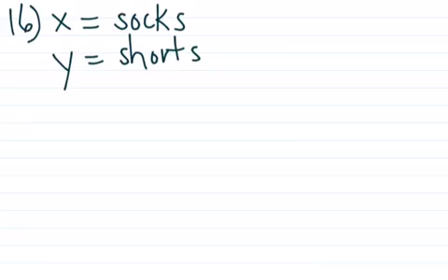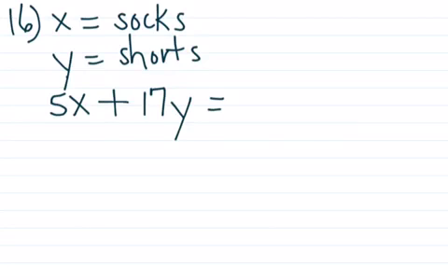In the first sentence, it says, last year, the volleyball team paid $5 per pair for socks. So you've got $5 times the number of socks, which is X. And that means we're going to add $17 per pair for shorts. So $17 times the number of shorts, which is Y, equals, and they spent a total purchase of $315. That's one equation.